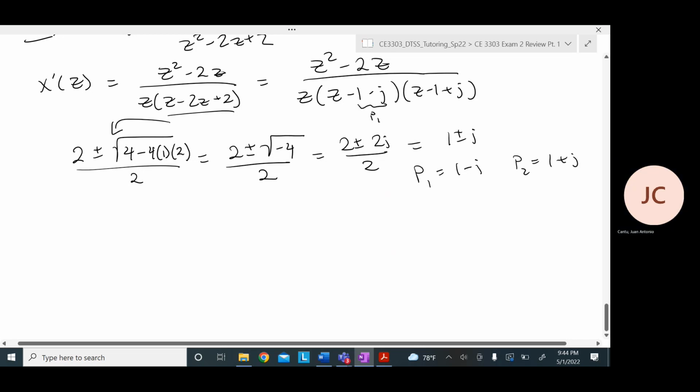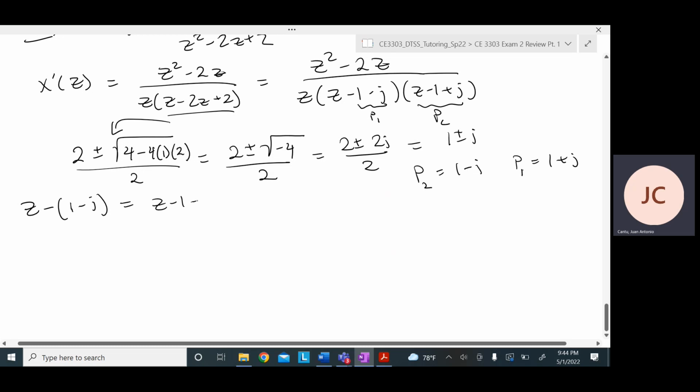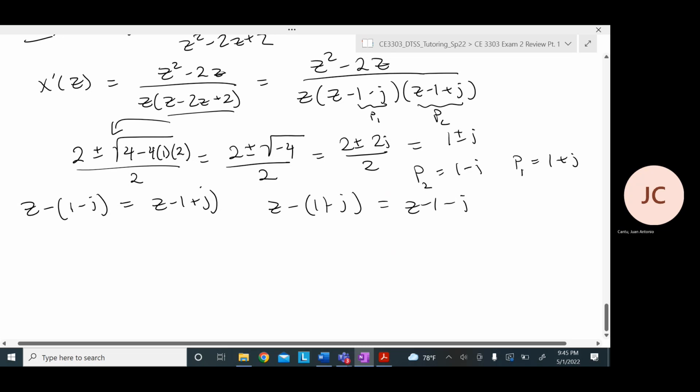So this is actually pole 1, this is pole 2. So we just did z minus 1 minus j, and then z minus 1 plus j.